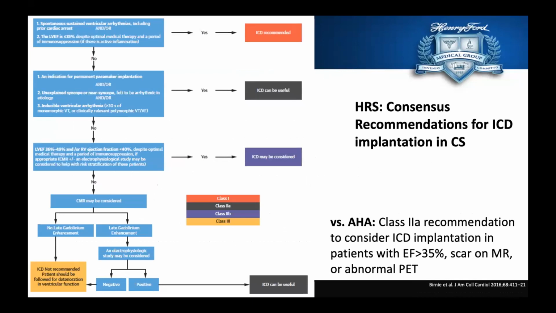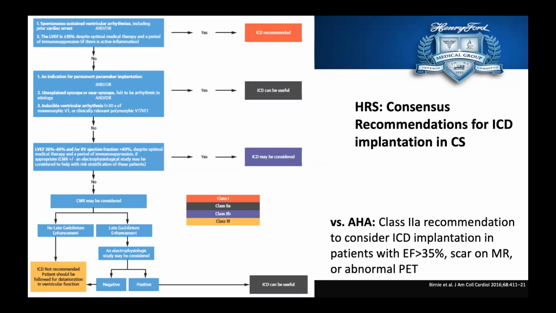This is the consensus recommendations for ICD implantations in cardiac sarcoid by the Heart Rhythm Society. So really to start from the top, an ICD, a class 1 recommendation, is for any spontaneous sustained ventricular arrhythmias, including any cardiac arrest, and if you have an EF less than 35% despite being on optimal medical therapy.